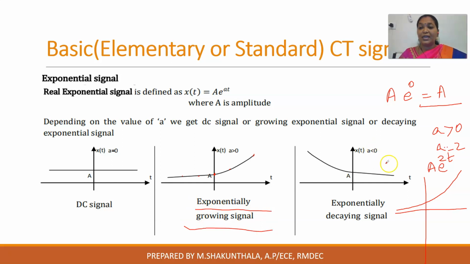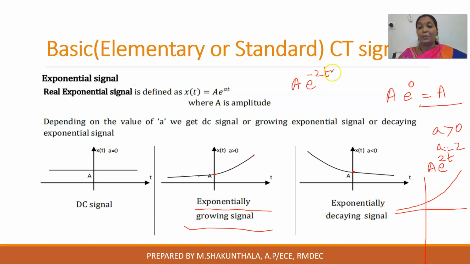Similarly, when you put a value less than 0, you will get a decaying signal. For example, a is equal to minus 2. If you put t equal to 0, again here also the amplitude will be A. If you put t equal to minus 1, it will become plus 2. Definitely e power 2 will be of higher value.